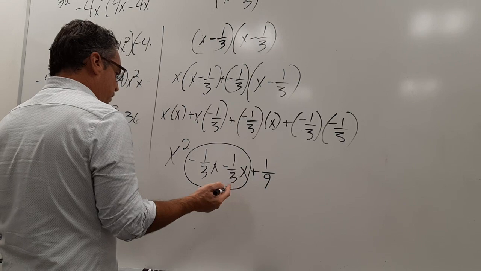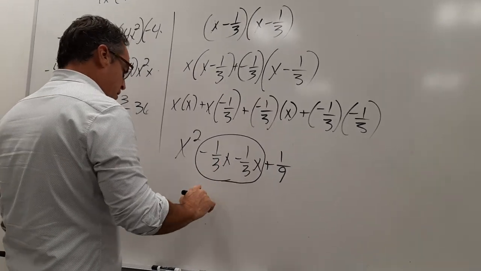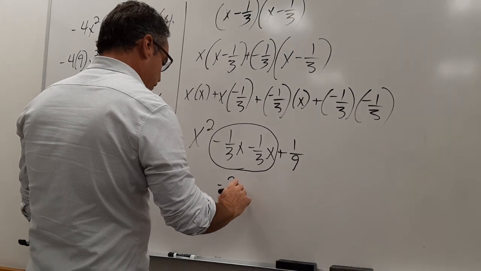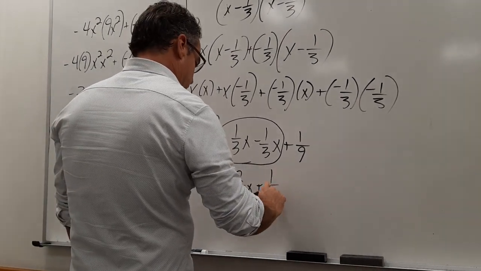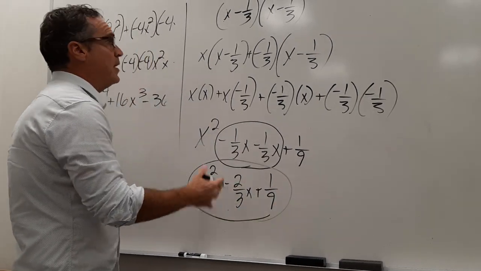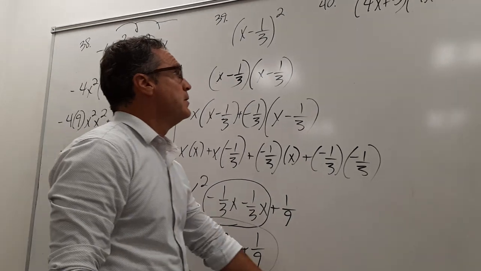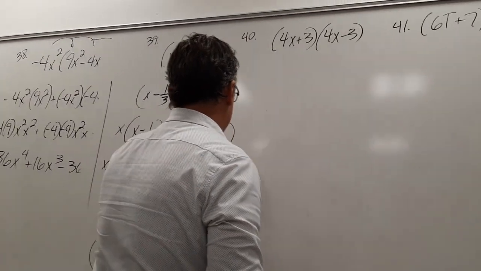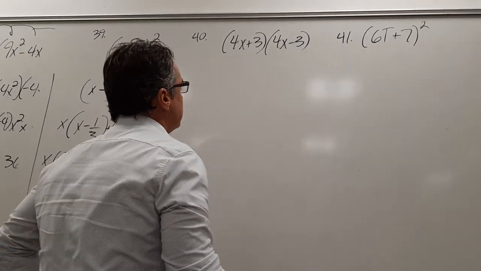And I hope that you can do this without a calculator, but it's okay if you use your calculator. But this is negative 2/3 x, right? The x squared comes down, the plus 1/9 comes down, and that is your final answer for x minus 1/3 squared, okay? Again, we're going to erase some of this. Kind of jamming these up on the board here, okay? All right, 4x plus 3 times 4x minus 3.